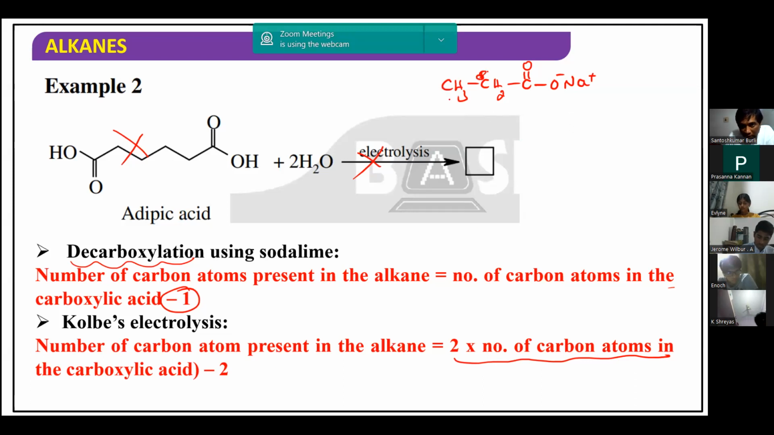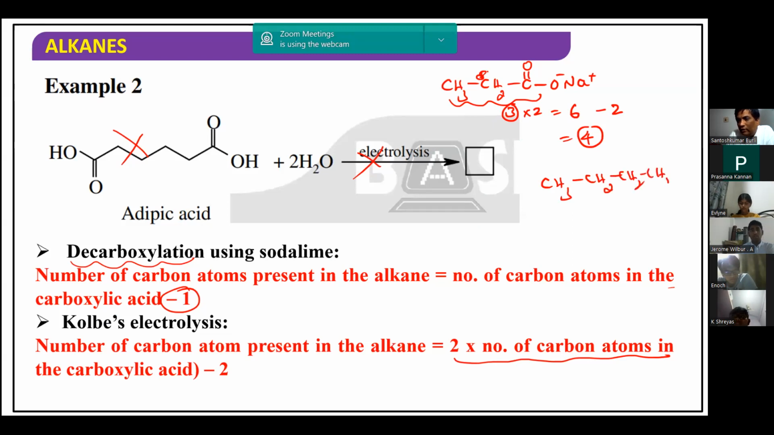Let me take here. There are 3 carbon atoms. I'll make it 2 into 3, that is 6, minus 2, that means 4. So 4 means it is butane. The product obtained here is CH3 CH2 CH2 CH3. Even number of carbon atoms. Butane is obtained if I electrolyze sodium propionate, as we call it.